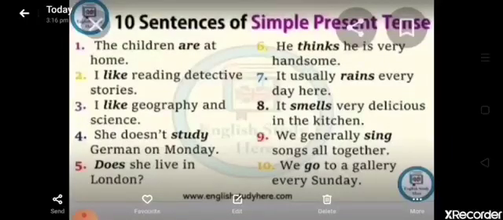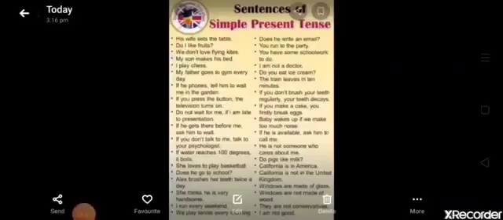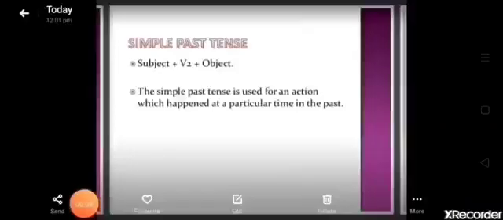So with I, we and you, we do not add s to the verb, but with he, she, it, we add s in the simple present tense. You can read this in the image of simple present tense. Now we are going to discuss simple past tense.